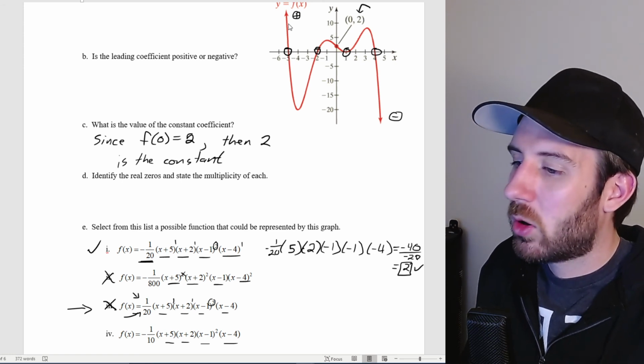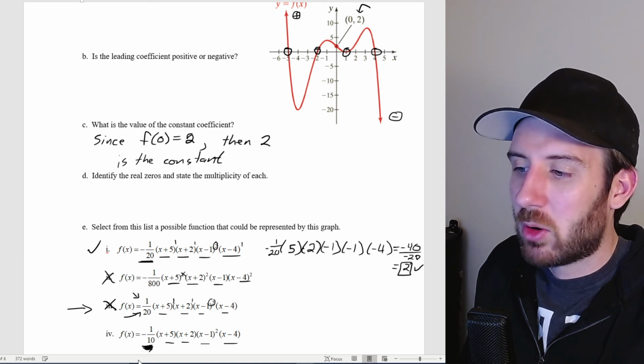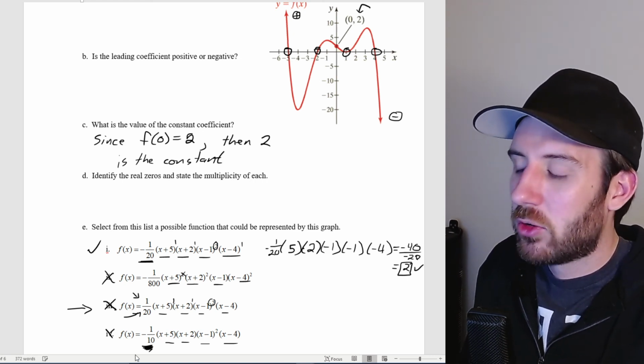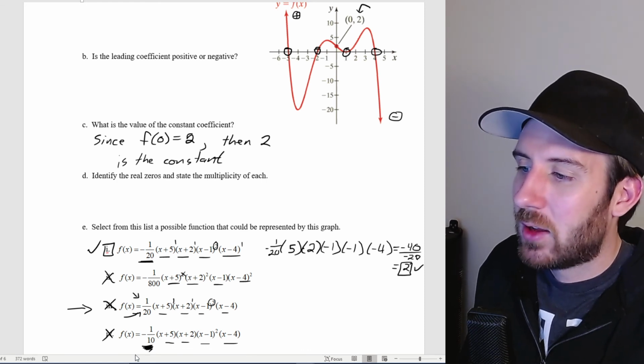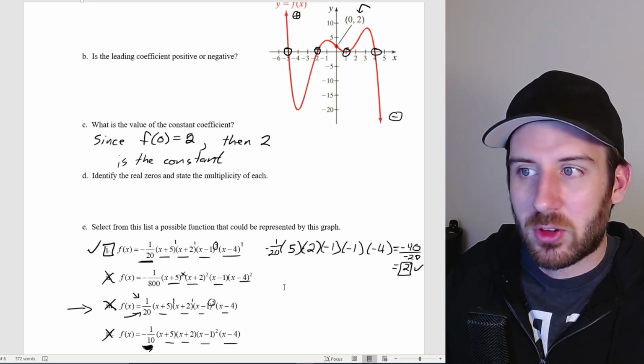And would number 4 work? Number 4 looks like it has all the pieces, but I don't think that the number in front is going to work out to get us the constant term of 2 that we need. So I think that we get our answer of saying I is the correct graph here, or one of the possible functions that could be represented here.